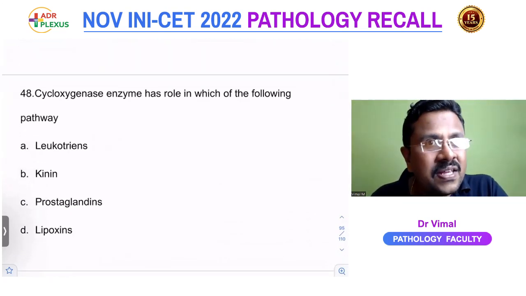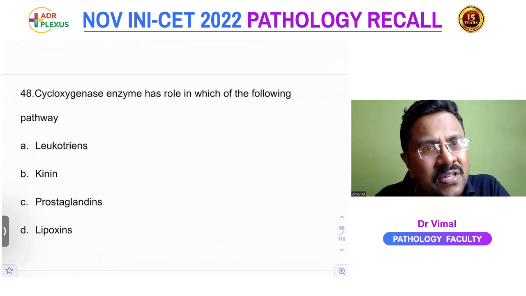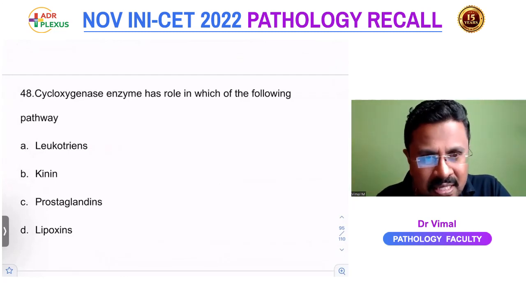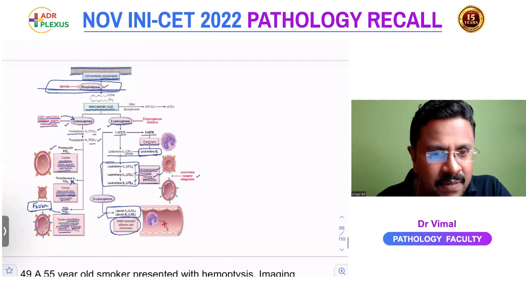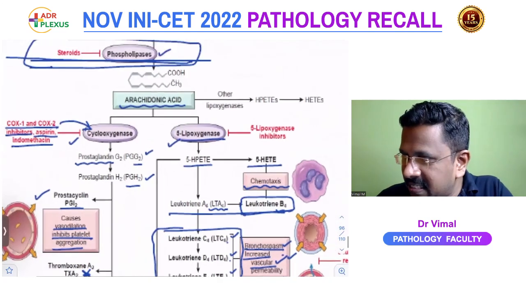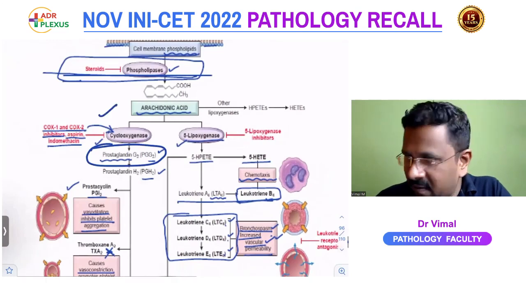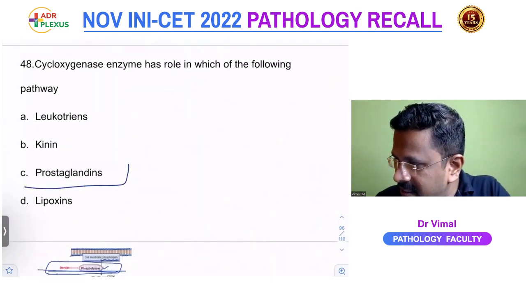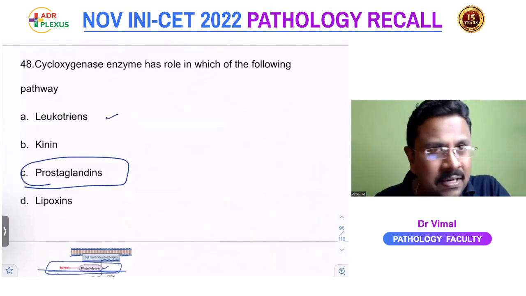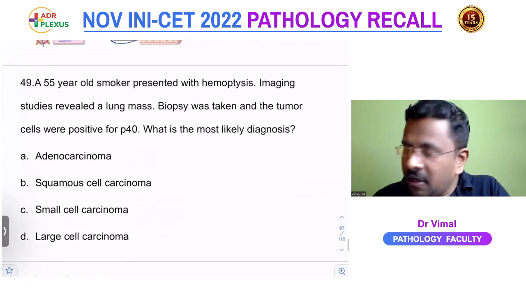The next question, a very simple question: cyclooxygenase enzyme has a role in which of the following pathway, or which of the following compounds? If you can remember this picture which I showed you in your workbook, that is the two pathways, the cyclooxygenase and the lipoxygenase pathway. You can see these prostaglandins are involved in the cyclooxygenase pathway. So the straightforward answer here is the prostaglandins, whereas leukotrienes and lipoxins are involved in the lipoxygenase pathway. And kinins are actually plasma-derived chemical mediators. Moving on to the next question, guys.